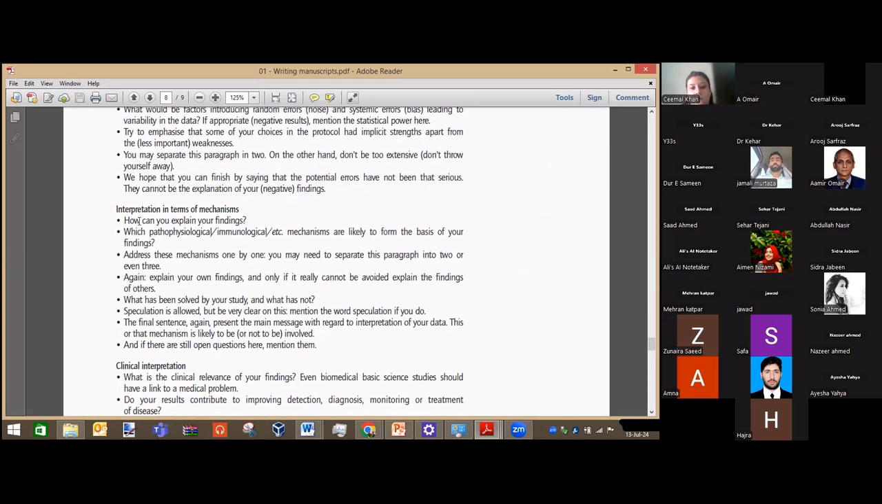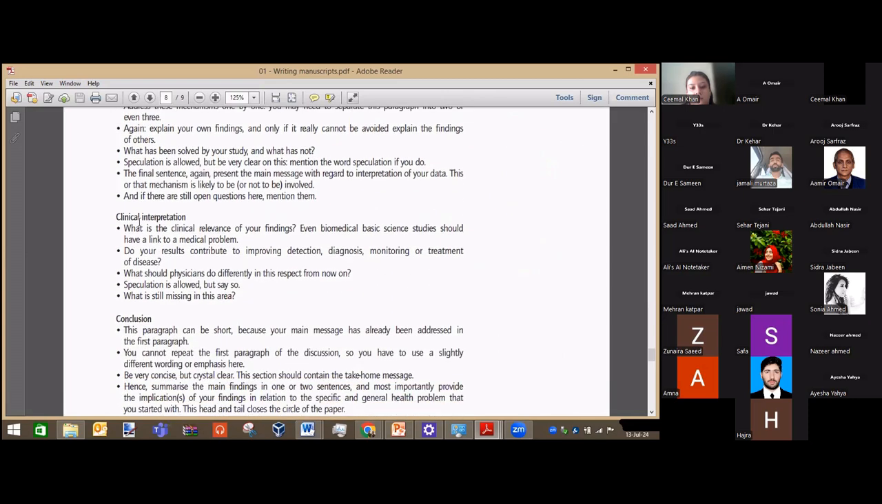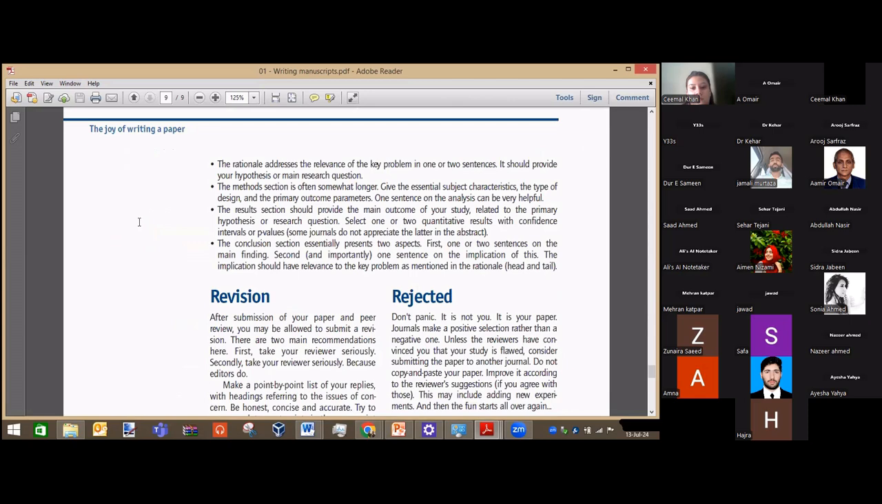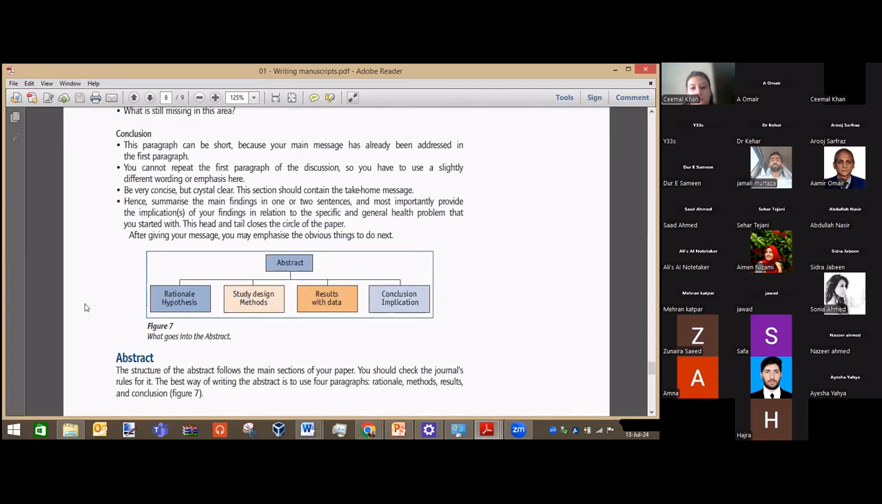So the discussion is discussed in detail over here up to the conclusion. And the abstract is the last thing that you learn, right? So in the abstract, you don't give the literature review, you don't give references, you just give the rationale and the objective of the study. You focus on the study design, basically the methods.